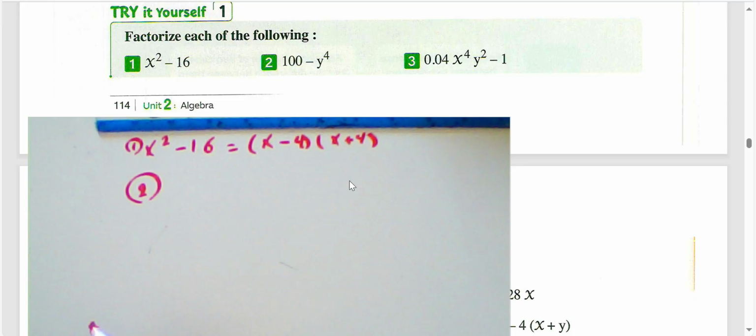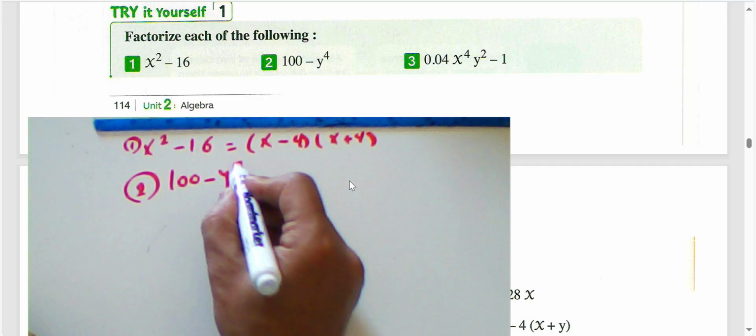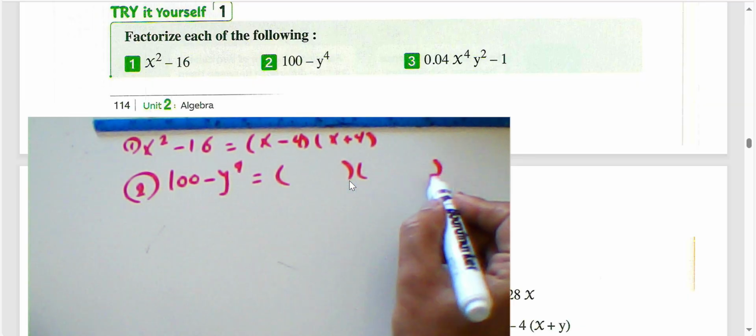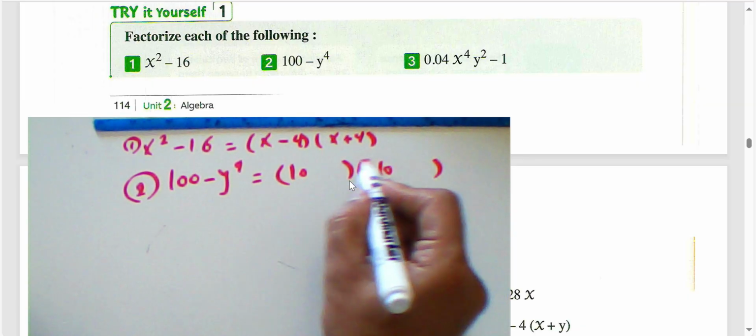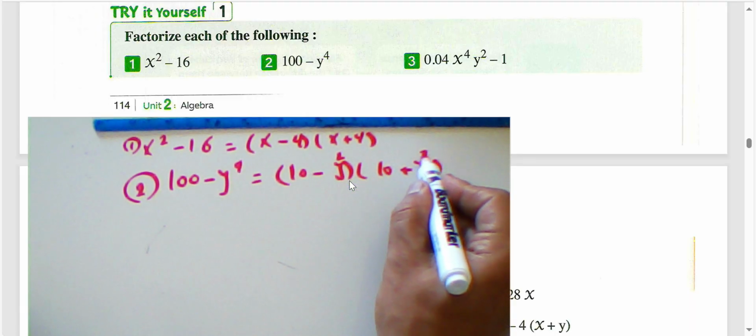Question number 2: 100 subtract y power 4. We can open two brackets. 100 equals 10 times 10. Write negative and positive, y power 4 is y power 2 product by y power 2.